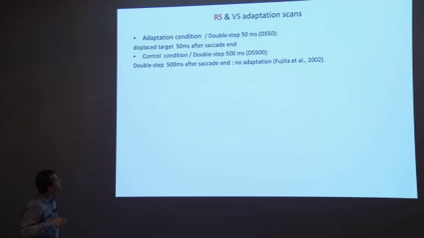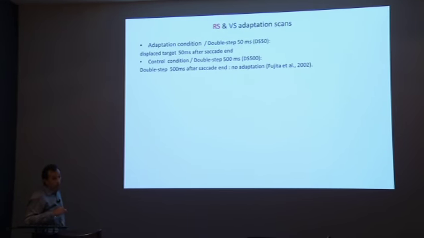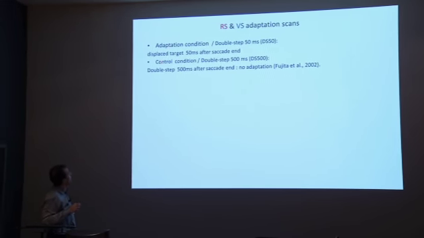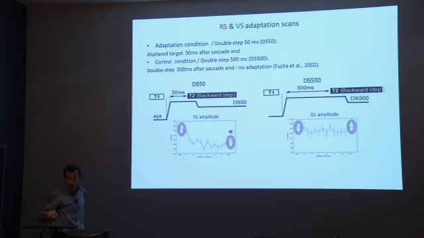For each of these 2 scans, reactive and voluntary saccade adaptation, we had 4 conditions. The 2 main conditions were adaptation and control. The adaptation condition is very similar to what I showed you so far, that is to say, a double-step target paradigm. The second step of the target, as compared to previous experiments, was triggered only 50 milliseconds after the main saccade. In the control condition, we did exactly the same thing, but this delay was lengthened to 500 milliseconds.